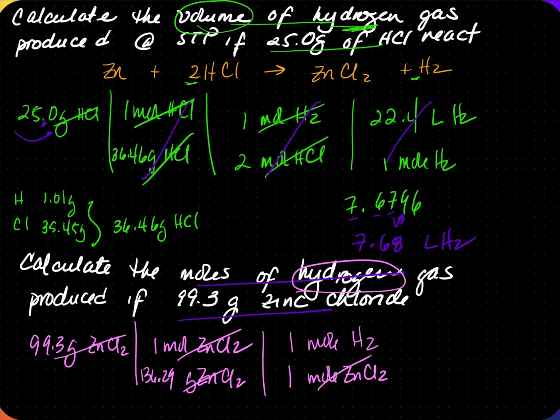So I'm going to multiply 99.3 times 1 times 1 divided by 136.29 times 1, which gives 0.7289. Now I need to go back and do sig figs. Conversion factor doesn't count. There's 3, so my final answer has 3. 1, 2, 3. I look 1 to the right. 0.729 moles of H2.